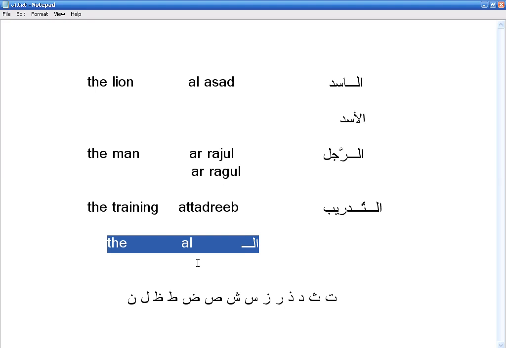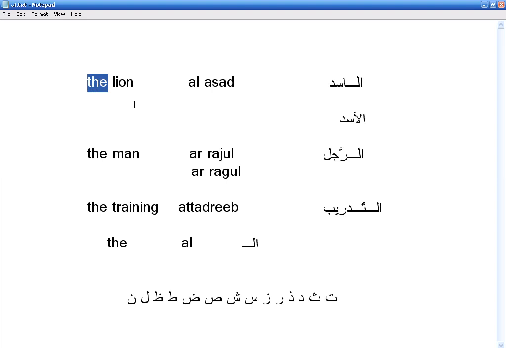This is what the whole lesson is talking about today. And this tool or this article is used to define or to determine the noun or the thing that we're talking about. It's the tool that is used for determining the thing that I'm talking about, to make it particular. Okay, so right here, to determine that lion, I put the before it.